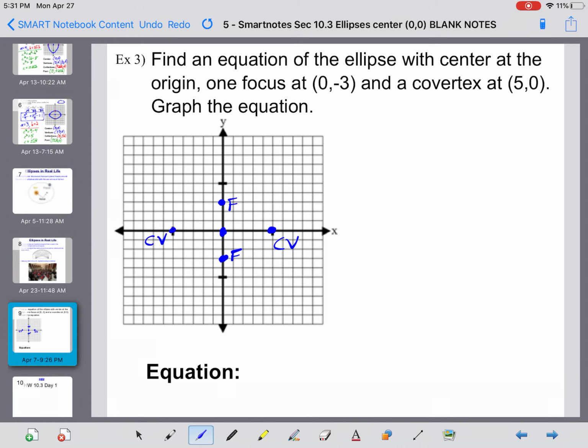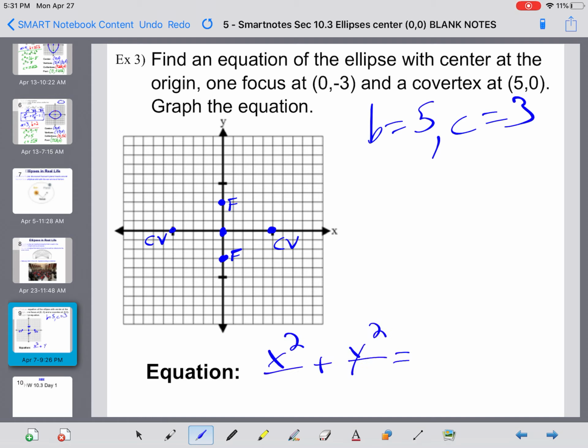Okay, so now what do I know? I know that the b value is 5. I know the c value is 3. What's unique here, though, is that I don't know the a. Remember, for the equation, it's always going to be x squared, plus some sign, y squared, and it's always going to equal 1. What I need under here are the a's and b's.